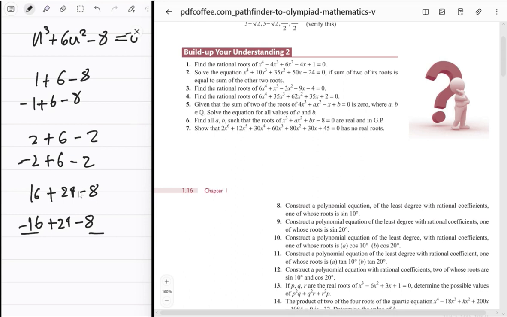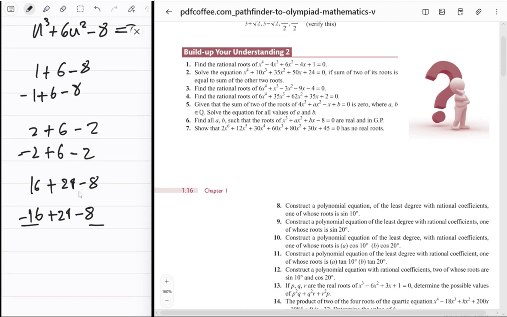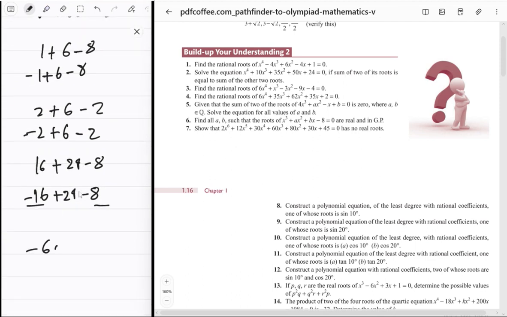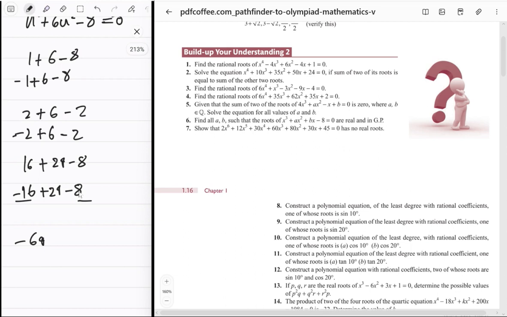So u equal to negative 4 actually works, because you got negative 4 cubed, that's going to be negative 64, plus 6 times 16, which is 96, and then minus 8. Actually, you have to get rid of that stuff, so it's minus 2. Even that doesn't work. Of course, how could it work? That would be very weird.